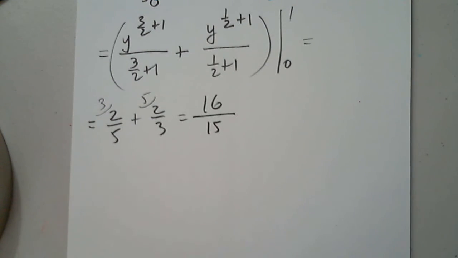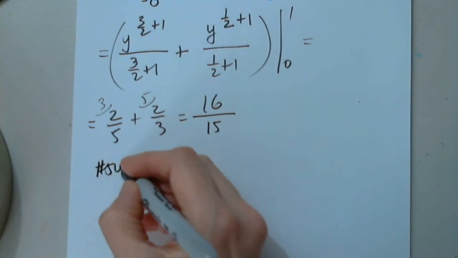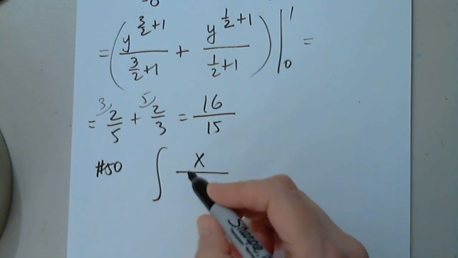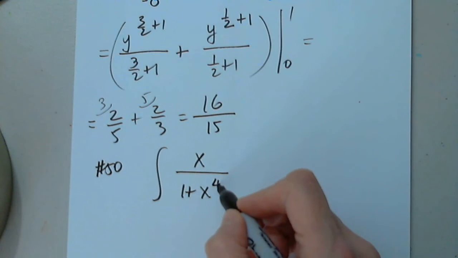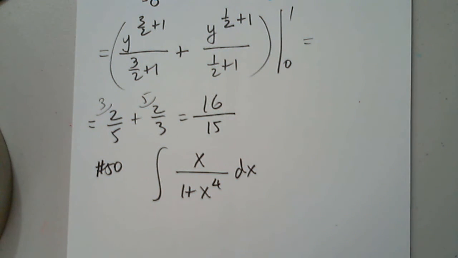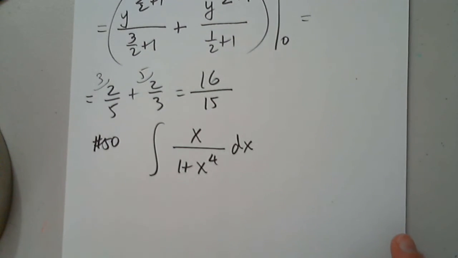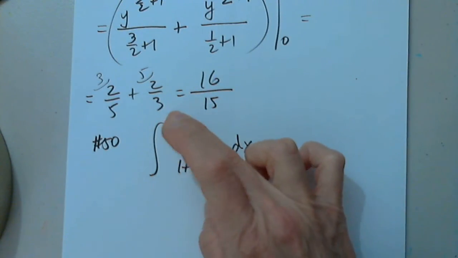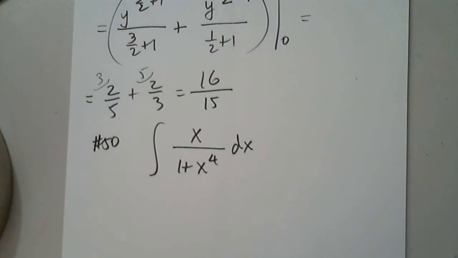I'd like to look at least one more. Let's say 50. 50 caught my eye. The integral of x over 1 plus x to the 4th dx. Yes, this is a family of functions. This is not definite. It's not definitely between this and this, so it's going to be a family of functions. Don't forget the constant c.